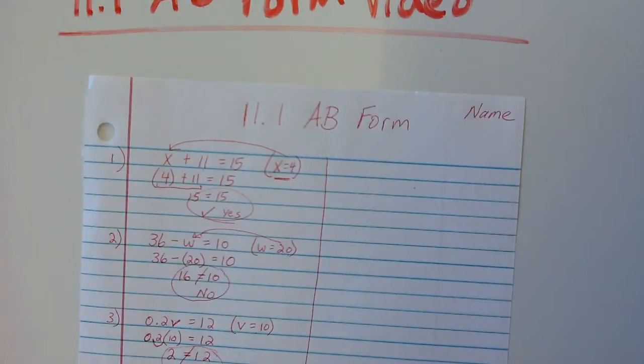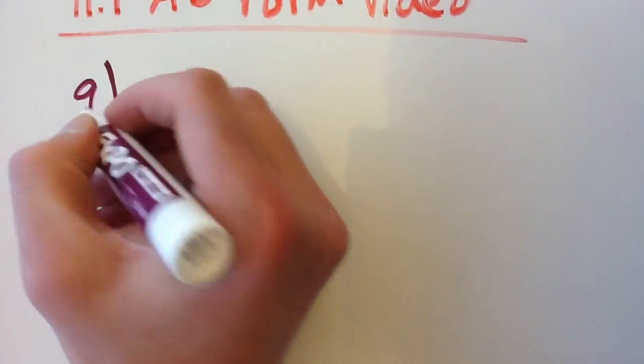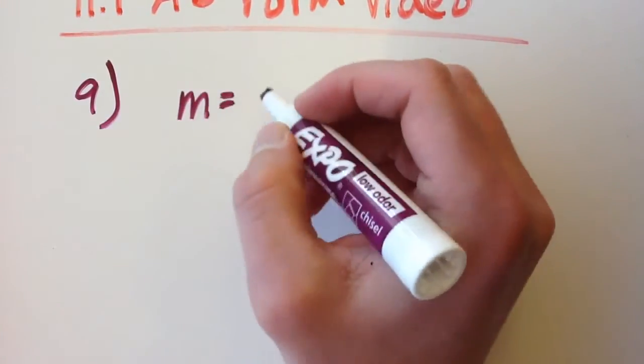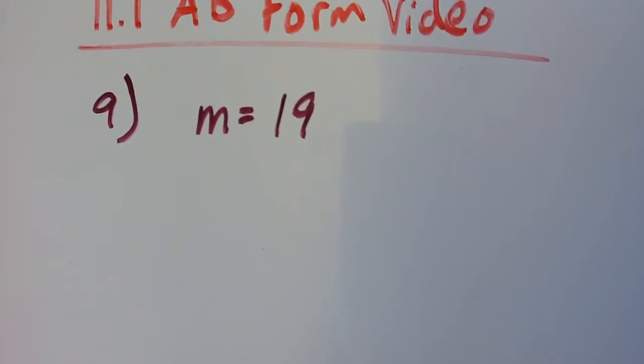Okay, the next one I'll do with you is number 9. Now, in numbers 9 and 10, be sure to read the directions. This will say 8.1 part 2. Okay, we're told that the variable m in number 9 equals 19, and we need to choose the equation that m is equal to 19.